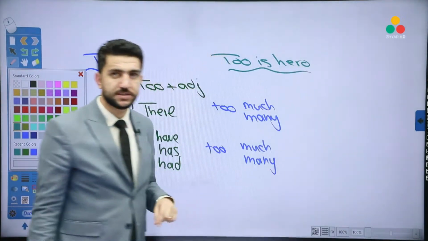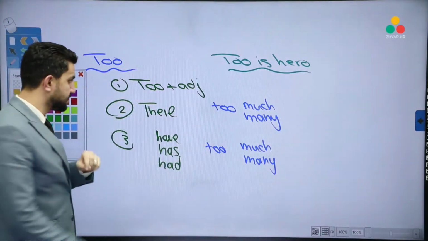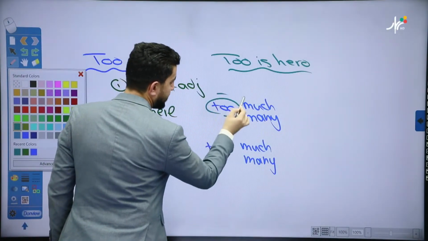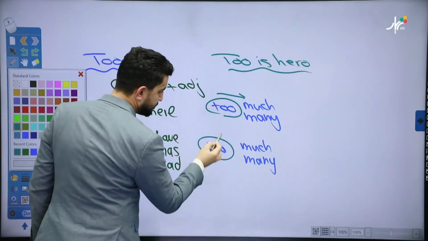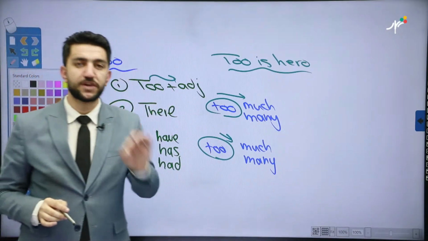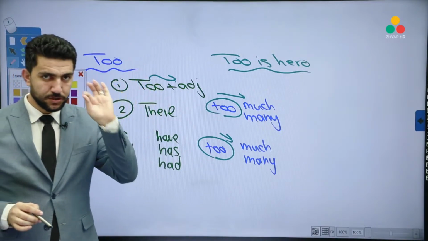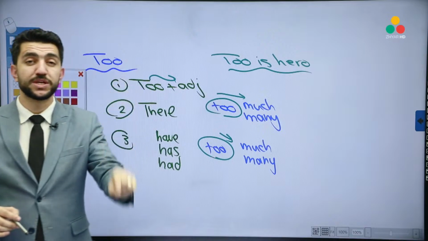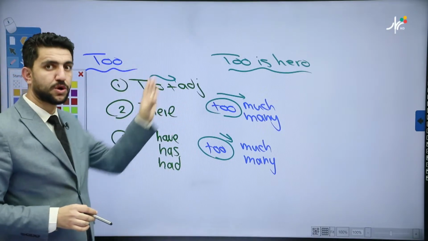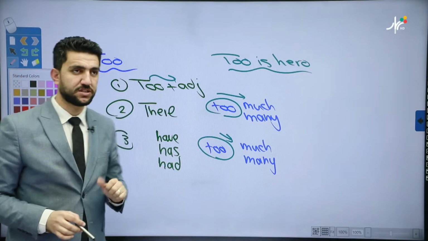"Too" always comes first in a sentence. Look here. When we have "too much" and "too many," "too" is first. "Too" plus adjective, "too" is first. "Too" is always first. "Too" is a hero in a sentence, always at the beginning. So it doesn't go after "much" and "many." It doesn't go after an adjective. It never goes after an adjective. This is number 1.